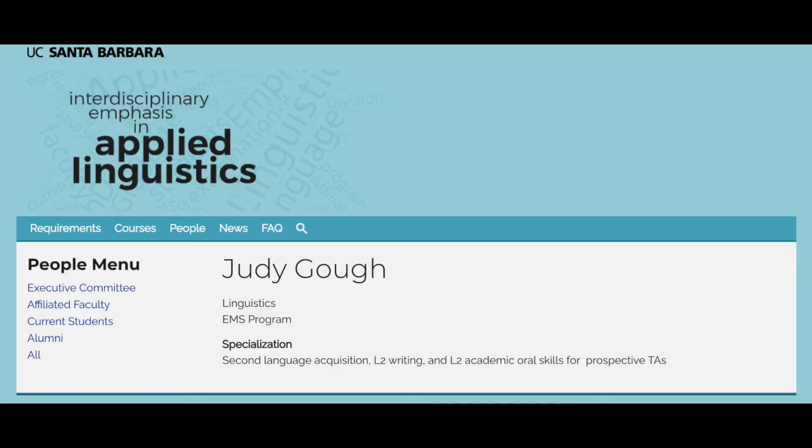I'm Judy Goff from UCSB's English for Multilingual Students program, and I've taught using this book for quarters, a course in grammar and vocabulary for multilingual students. And I've had both undergraduate and graduate students in the course, and the book has been ideal for this class.